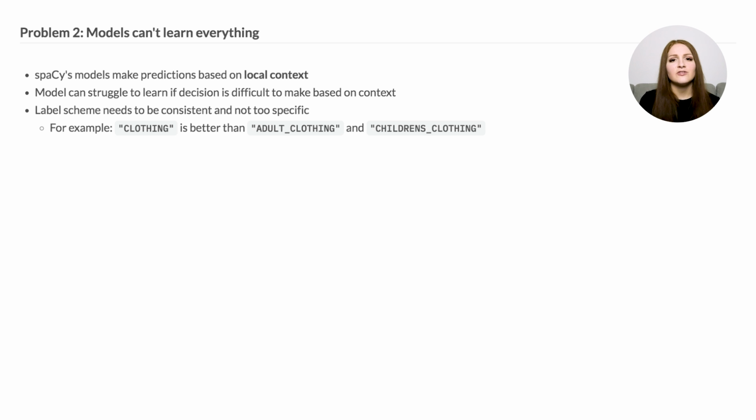Another common problem is that your model just won't learn what you want it to. spaCy's models make predictions based on a local context. For example, for named entities, the surrounding words are most important. If the decision is difficult to make based on the context, the model can struggle to learn it. The label scheme also needs to be consistent and not too specific. For example, it may be very difficult to teach a model to predict whether something is adult clothing or children's clothing based on the context.